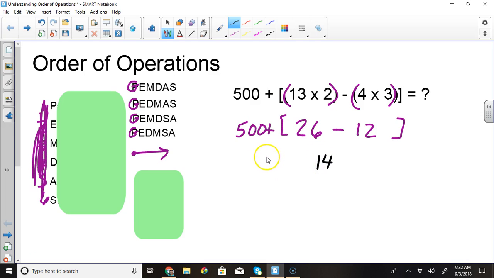Call me if I'm wrong. And then we have 500 plus, and there would have been a bracket around this 14, but we did the operation inside the bracket, so that's no longer necessary. Now we're going to do the only operation that's left. 500 plus 14, well, that one's pretty basic, 514. I hope this video helped.